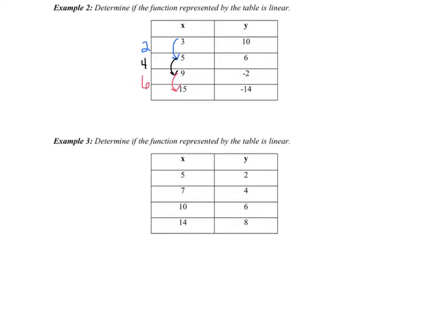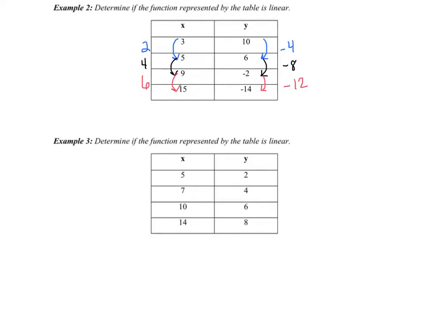Our next step is to find the difference in our y's. We're going from 10 to 6, which is a difference of 4. Actually, we're going down 4, so it's -4. Our next is 6 to negative 2, which is a difference of negative 8. We're going down by 8. And lastly, we're going from negative 2 to negative 14, and that's a difference of negative 12.